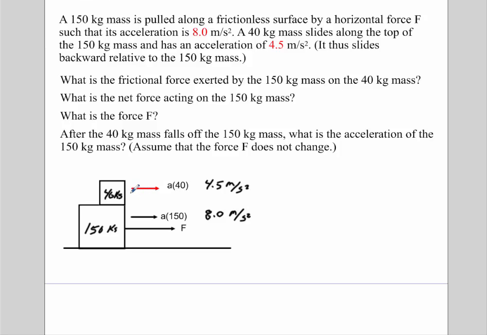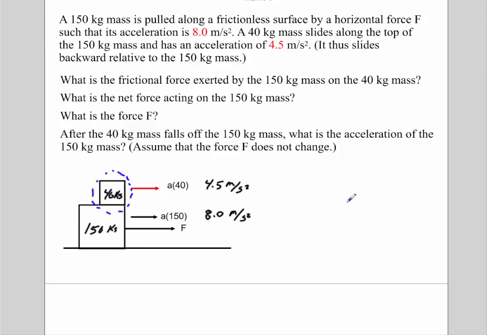If they have different accelerations, then we know that this object here is going to be moving relative to this one. So it's going to be a kinetic friction right here. We'll start out drawing the free body diagram of just this piece right here, the 40 kilogram.